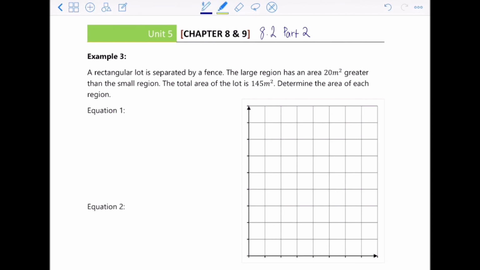So what we have so far is a large region that's 20 meters squared greater than the smaller region. So we have two variables, and let's label them. We can say L for large region and S for small region. And we know the total area is 145 meters squared.